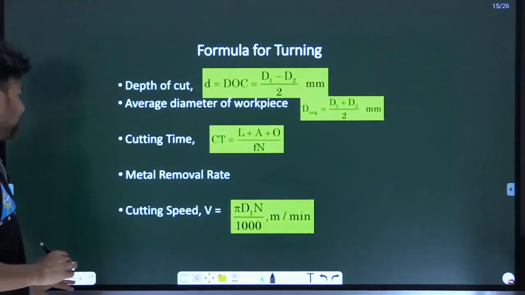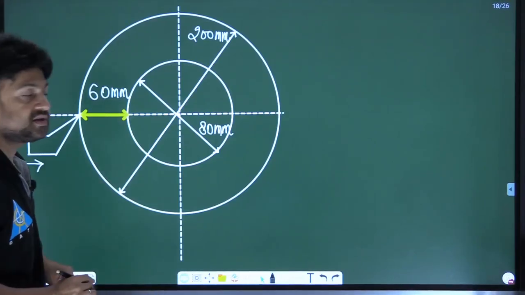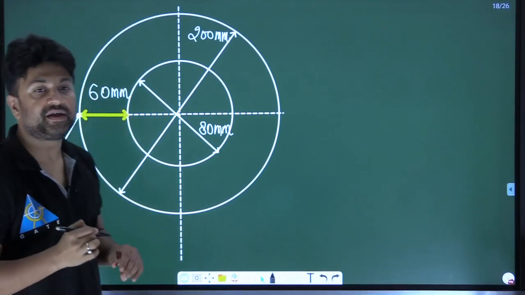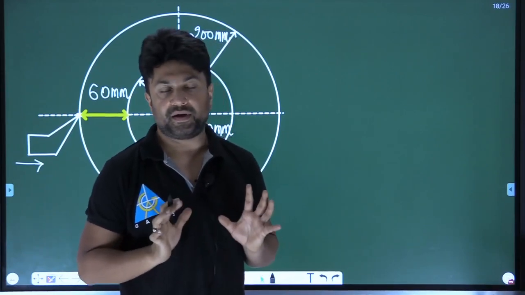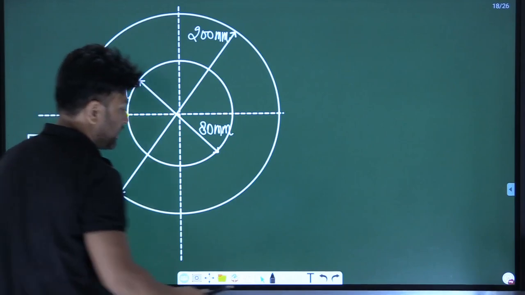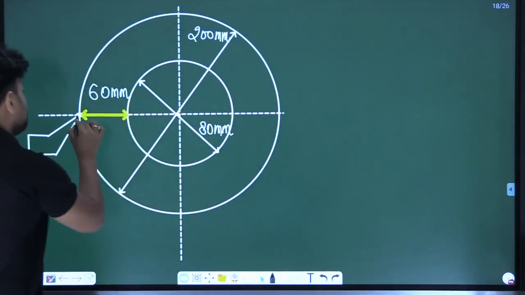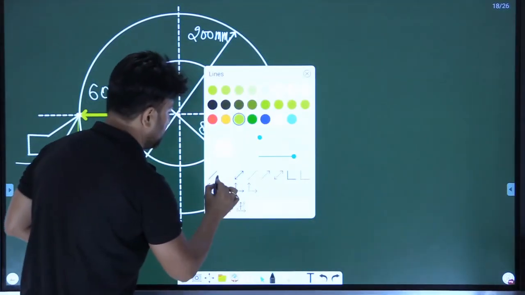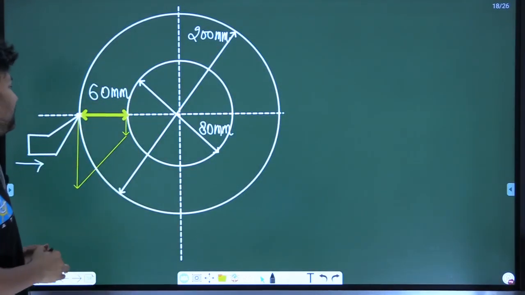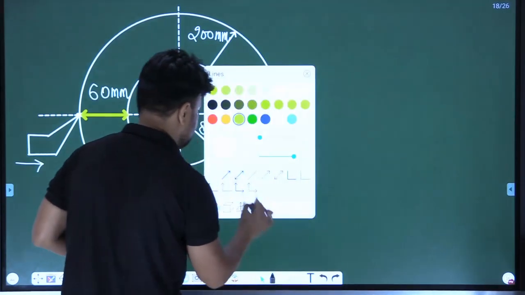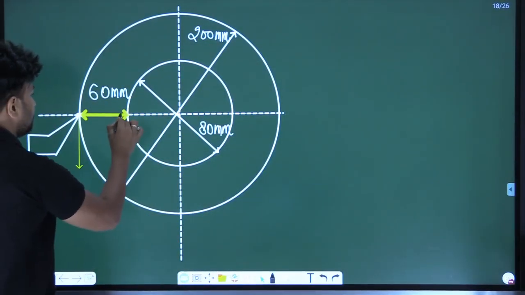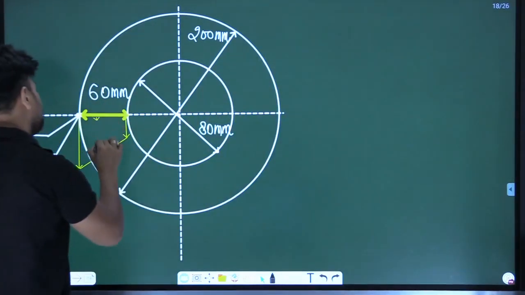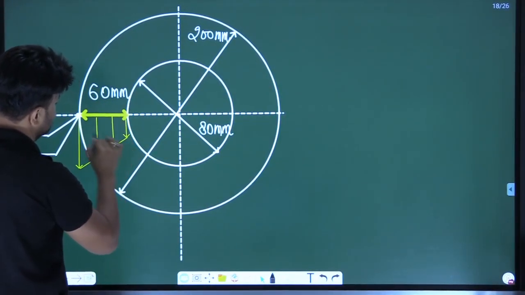Now you can see there is a twist in the question. What is the twist? The tool is moving from the periphery, from 200 mm to 80 mm diameter. So this is the machining length. And as I told you, the velocity is going to vary linearly. Here the velocity is this and here the velocity will be this, and the velocity is directly proportional to the diameter, so it will vary linearly.